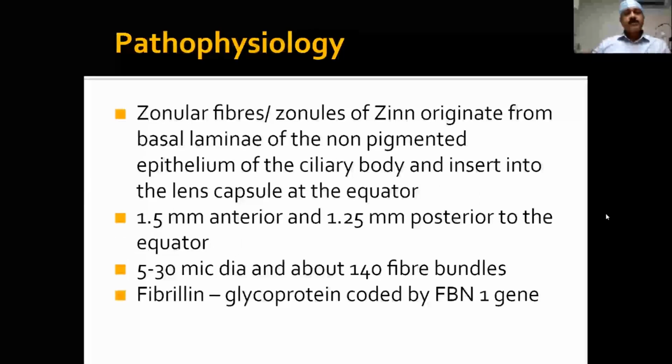Let's look at the pathophysiology. Zonular fibers, also known as the zonules of Zinn, originate from the basal laminae of the non-pigmented epithelium of the ciliary body and get inserted into the lens capsule at the equator, 1.5 mm anterior and 1.25 mm posterior to the equator. They are about 5 to 30 microns in diameter, with about 140 fiber bundles, made up of fibrillin, which is a glycoprotein coded by the FBN1 gene.